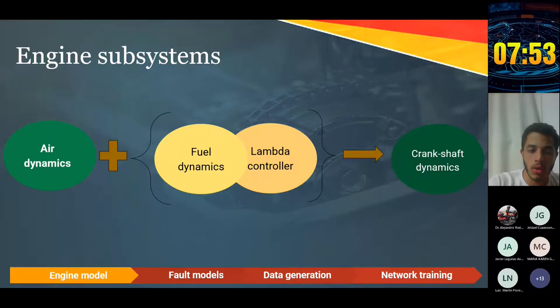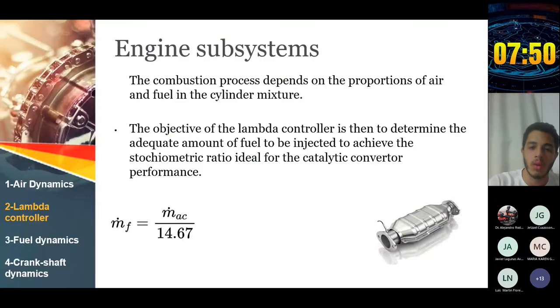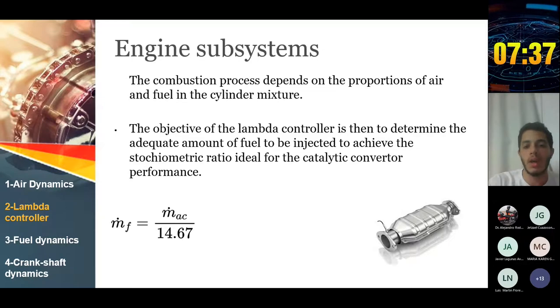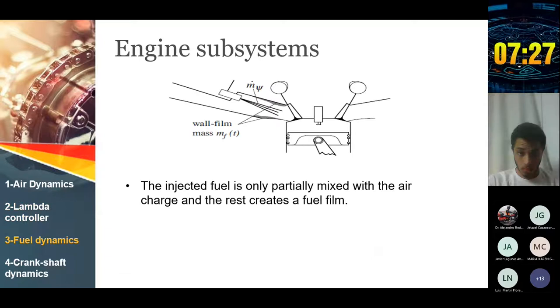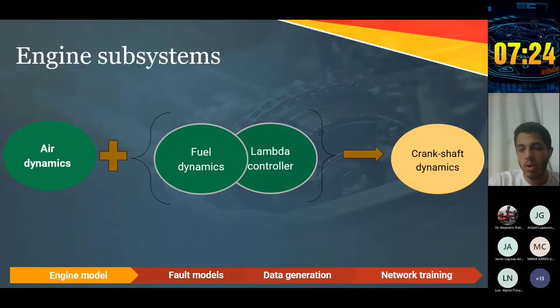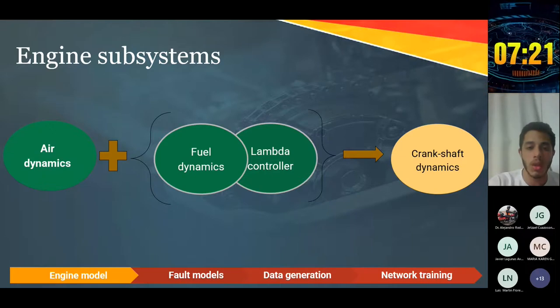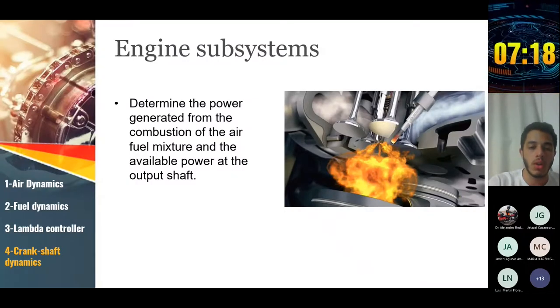Second, the fuel dynamics and lambda controller. Both of these subsystems compute the adequate amount of fuel to be injected to the corresponding air charge in order to maintain a stoichiometric ratio for combustion. This ratio is ideal for use in catalytic converters. And finally, the crankshaft dynamics. The crankshaft dynamics compute the power generated from the combustion of the predetermined air and fuel mixture, and determine the available power at the output shaft.